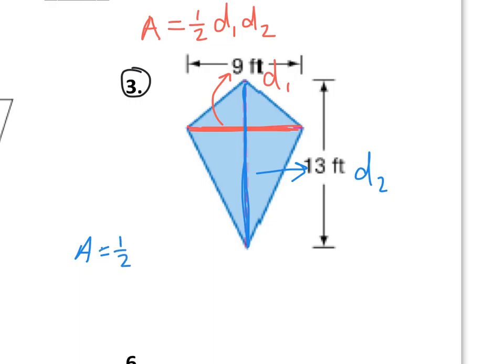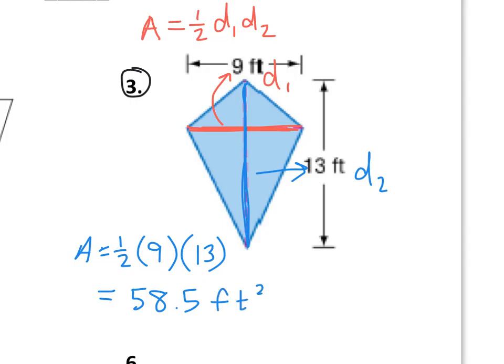So area will be 1/2 times 9 times 13. Now I'm just going to put that straight into my calculator. I'm going to call 1/2 0.5. So 0.5 times 9 times 13 equals 58.5. This time we do have units. You can see they are feet, so feet squared. And that is the area of this kite.